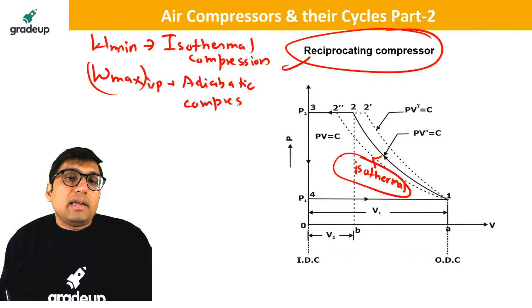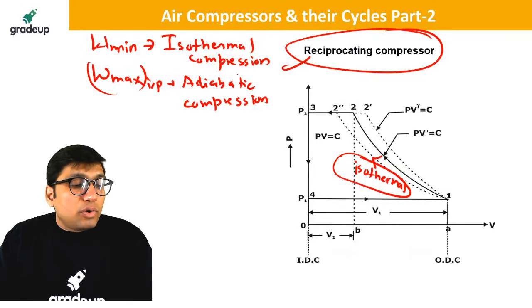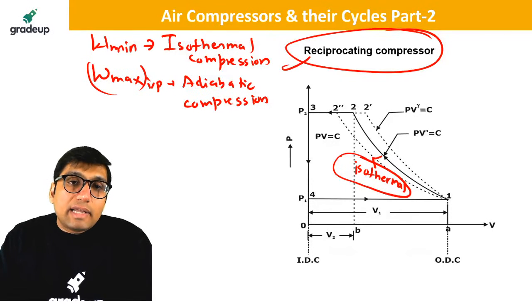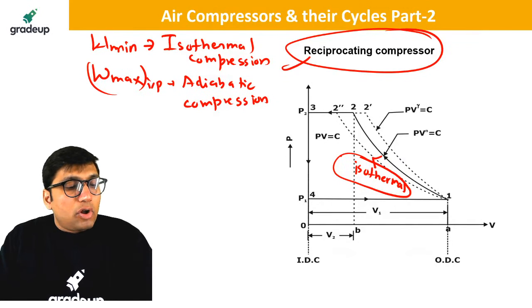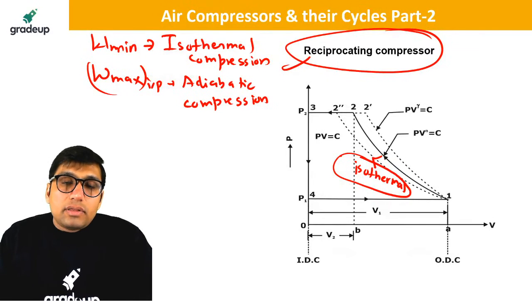Okay, so basically in the case of compression, because as you know work input is given during the compression process, during isothermal compression the minimum work input will be given, and during adiabatic compression the work input will be maximum. Clear everyone? Is it clear to all of you? Yes. So this is a very important point.